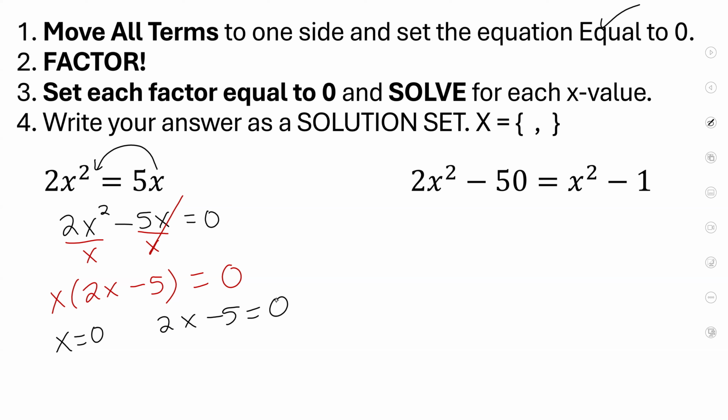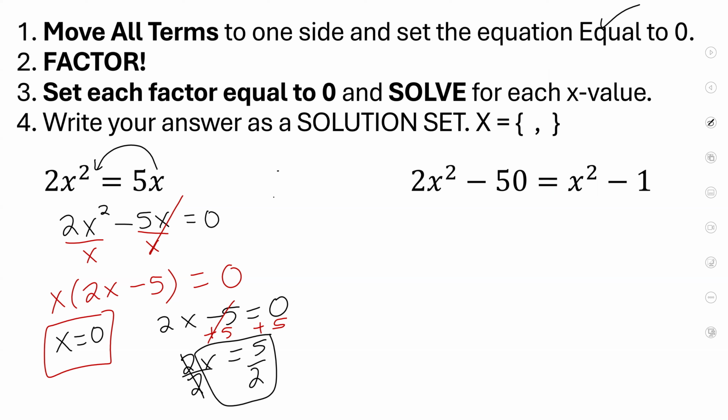Okay, so the first one is already solved for you. One answer is going to be x equals 0. The other one we're going to have to solve. So I'm going to add 5 to both sides. I get 2x is 5. Then you're going to divide both sides by 2. So those are your answers.